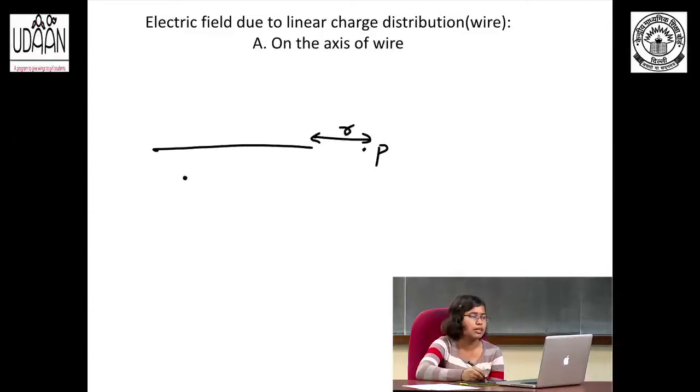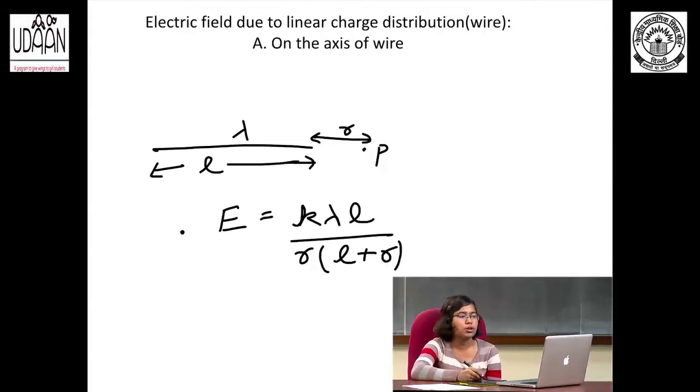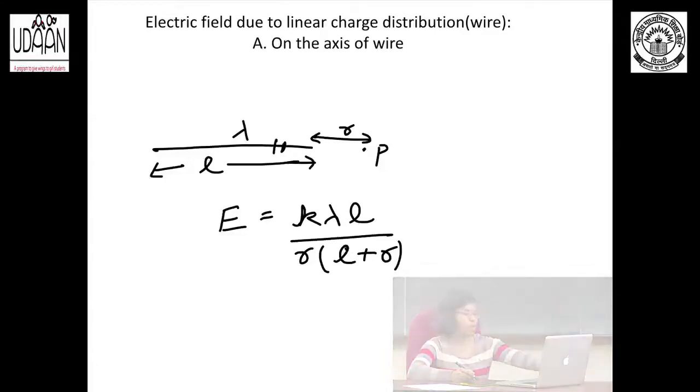Suppose the point is at a distance of r from a wire whose length is L and the charge density is lambda. So, the electric field would be given by k lambda L upon r into (L plus r). You can derive this formula by taking an element on the wire and integrating the electric field to find the net electric field.